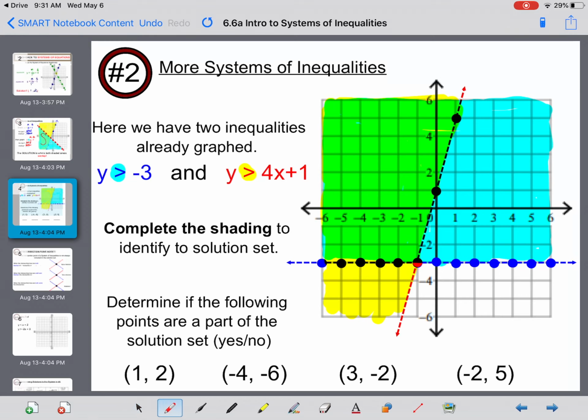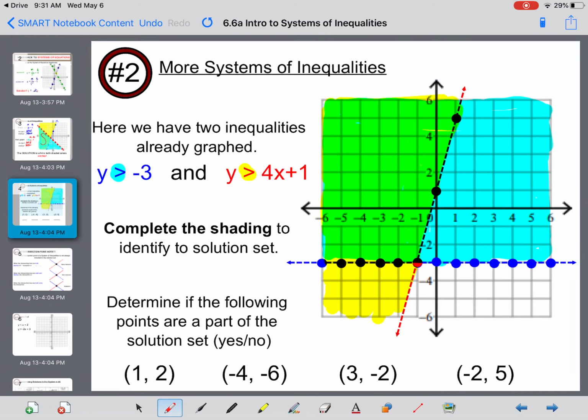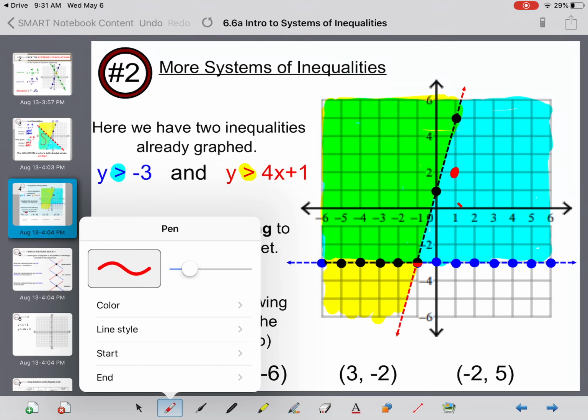Now what they want us to do is to figure out yes or no if these points are in the solution set. So the first one is 1, -2, and I'll do it in red. 1, +2. 1, 2. That's in the blue shaded region. The answer is no.